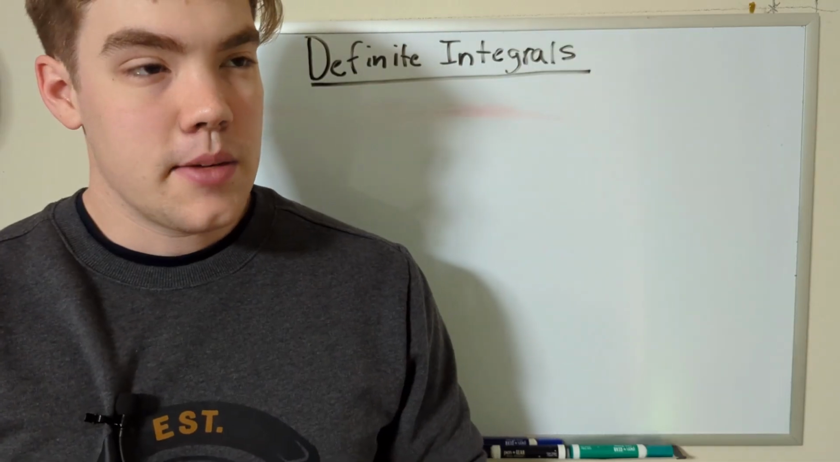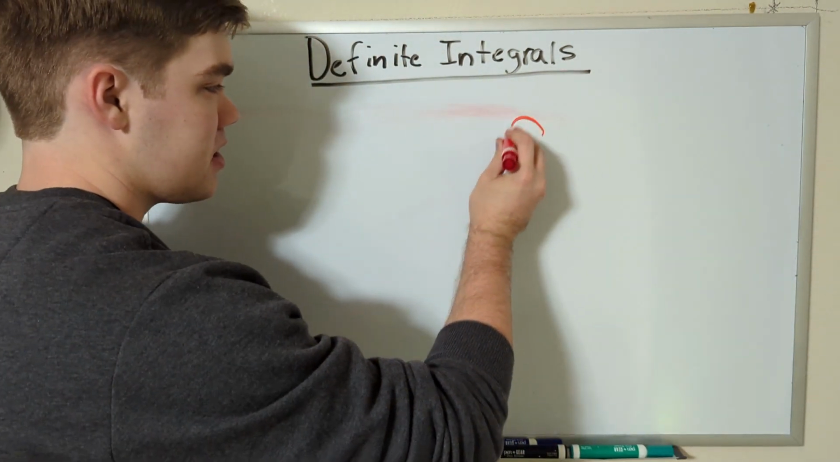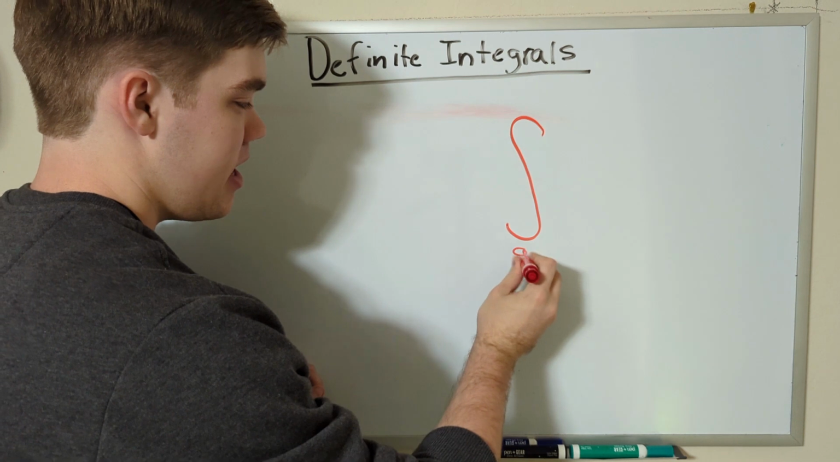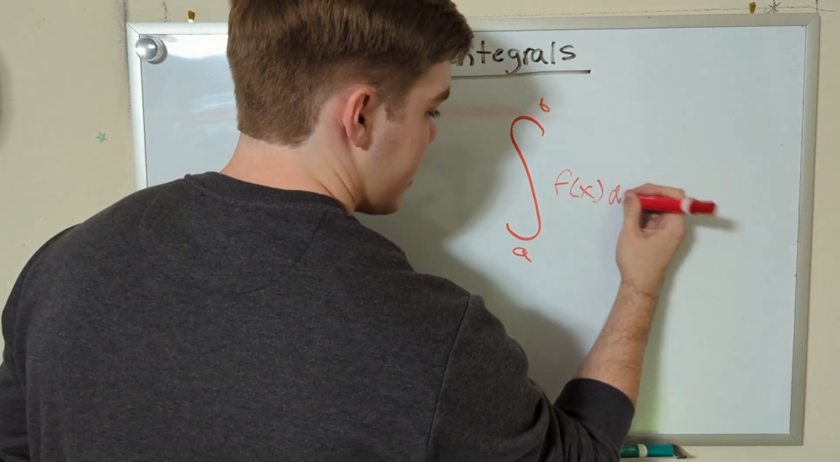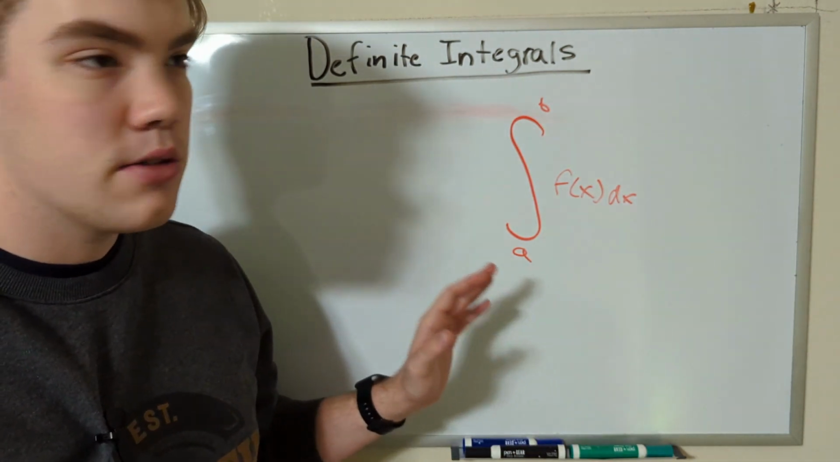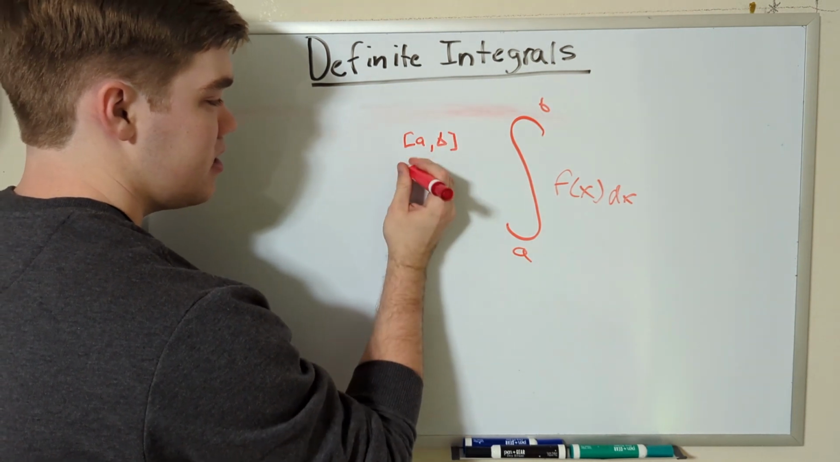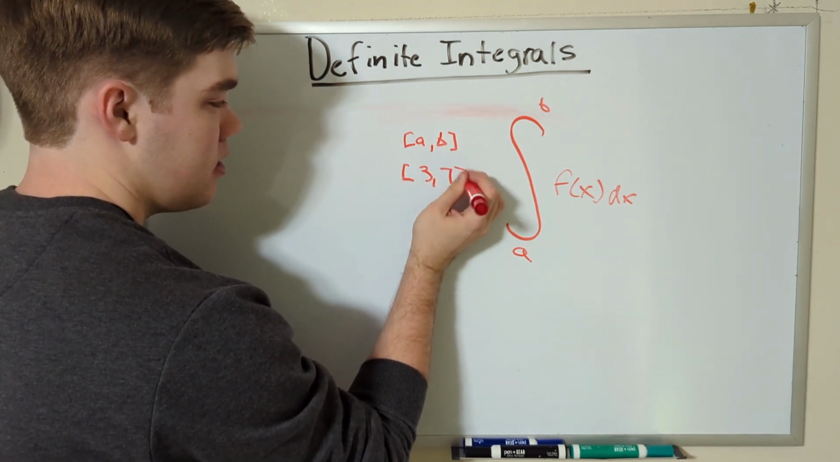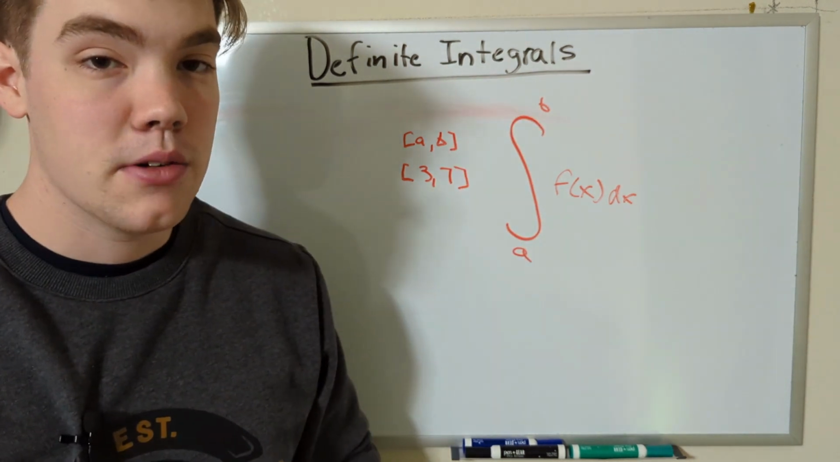But before we do that example, let's talk about a little bit of notation. I'm going to draw an integral symbol here. Remember, it looks like this very elongated S. I'm going to write an a down here, a b up top, and then f of x dx. This is what a definite integral looks like. A is our first value in this a comma b interval. So say that our a comma b is 3, 7. Down here we would write 3, and up here we would write 7. These are the bounds of our integral.